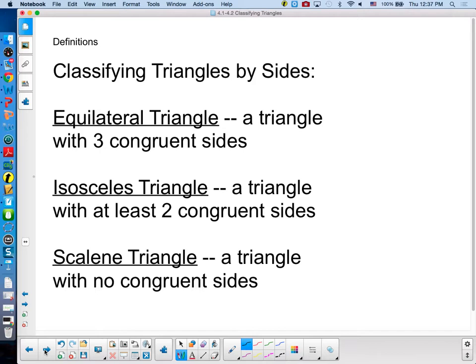So how would that look? Draw one that has all the sides the same. Close, maybe? All 3 sides are the same length. Maybe they're 2 inches, 2 inches, 2 inches. That's the idea of equilateral.